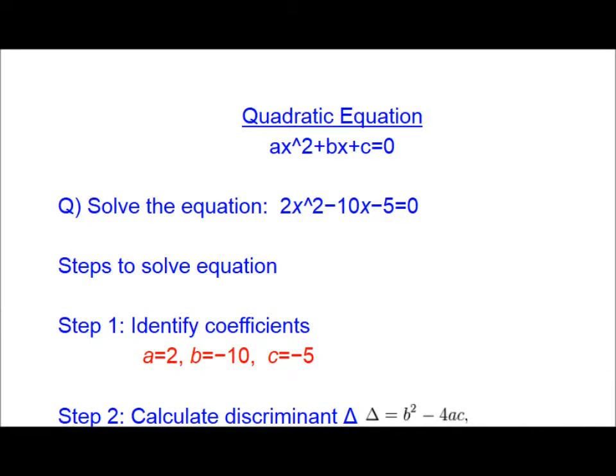Hello people, today we are going to learn about quadratic equations, how to solve a quadratic equation. Any polynomial of the form ax square plus bx plus c equal to 0 is a quadratic equation. Let's solve one example to understand more. The given equation is 2x square minus 10x minus 5 is equal to 0.